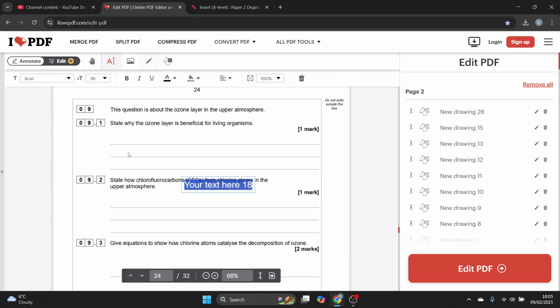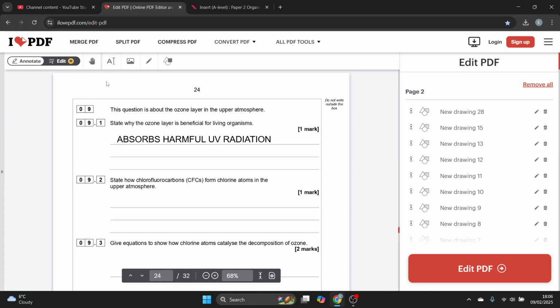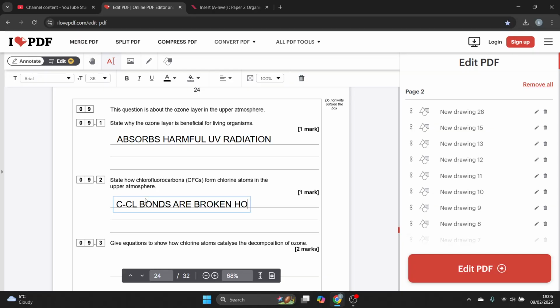Say why the ozone layer is beneficial for living organisms. It absorbs harmful UV radiation. State how chlorofluorocarbons form chlorine atoms in the atmosphere. The C-Cl bonds are broken, and to be even more specific, homolytically.